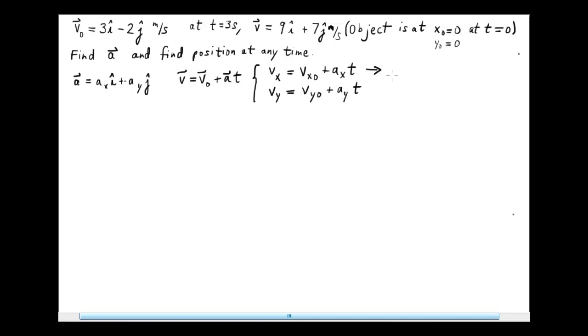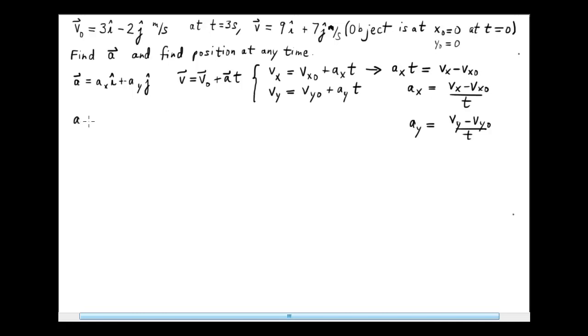I'm going to do a little bit of quickie algebra here. So if I take the vx0, subtract it from both sides, I will get axt equals vx minus vx0. So ax is equal to vx minus vx0 over t. And likewise, if I solve for ay, I'll get exactly the same thing. I'll have an equation that will say ay is equal to vy minus v0y over t. All right, so to find those two components of acceleration, I just need to plug in the values.